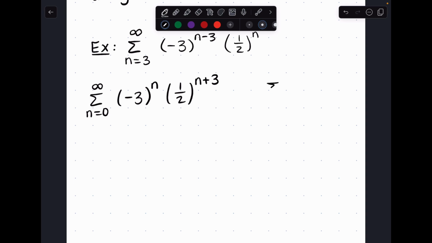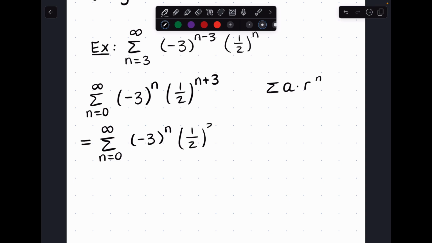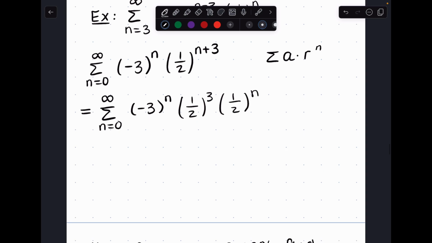Well, now we just want to rewrite this so that we have the form a times r to the n. So we can use properties of exponents to rearrange. So I've got negative 3 to the n. I can pull out a 1/2 cubed and be left with 1/2 to the n. And then finally, I can smush the negative 3 and 1/2 to the n. And then this 1/2 cubed gives me a 1/8. So we have 1/8 times negative 3 over 2 to the n.